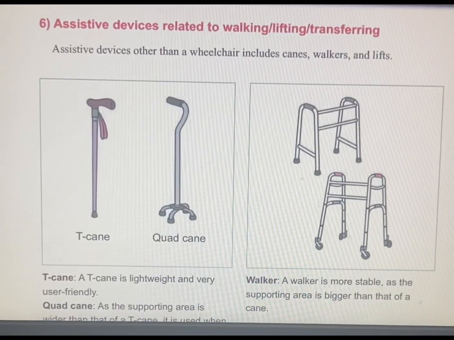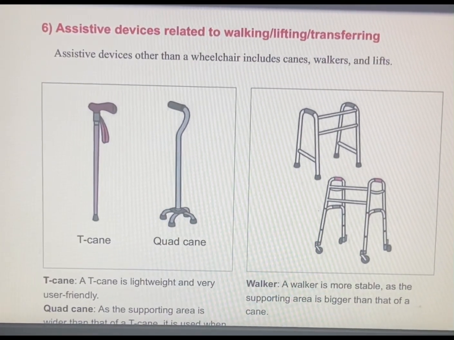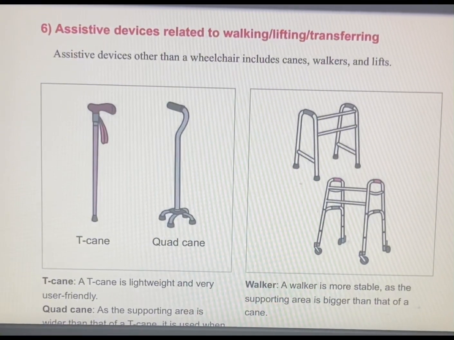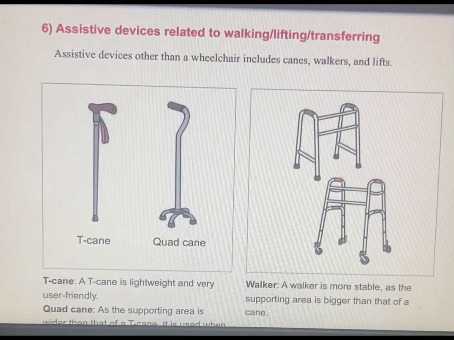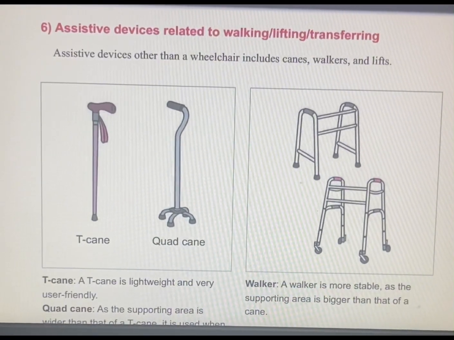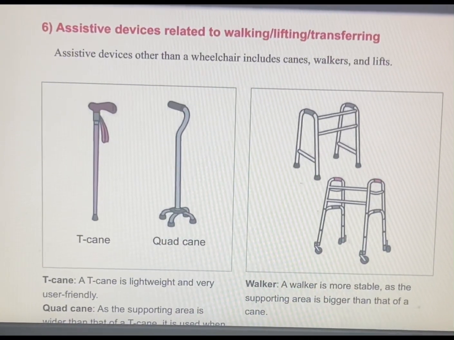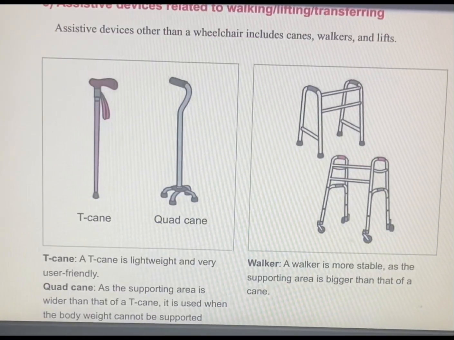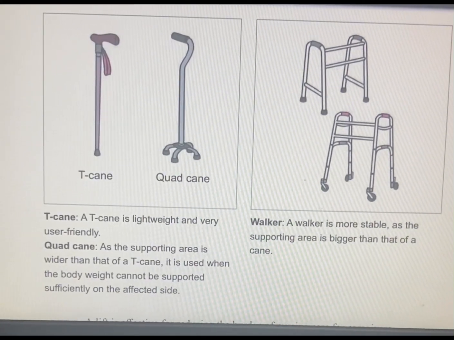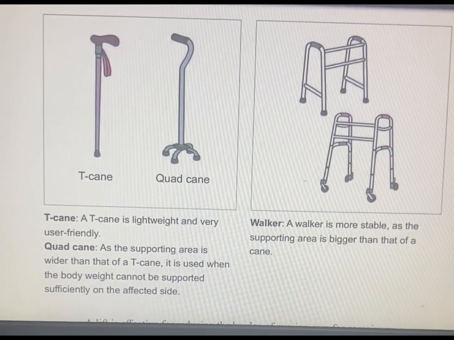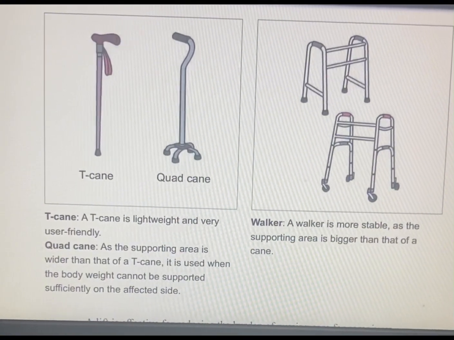Next one is assistive devices related to walking, lifting, and transferring. So assistive devices other than wheelchair includes canes, walkers, and lift. So on the left side, we have T-cane and quad cane. So another term for quad cane is multi-pointed canes. So T-cane, lightweight and very user-friendly. Quad cane, supporting area is wider than that of a T-cane. So meron siyang 4 points, yung quad cane or multi-pointed cane.